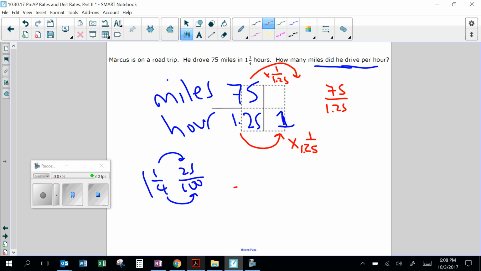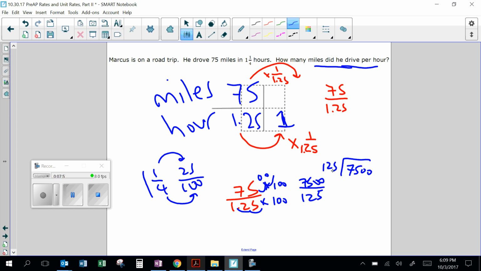It would be this. I don't know about you, but I do not like dividing by decimals. So what power of 10 should I multiply by to make this into a whole number? By 100. In other words, I'm moving the decimal 2 over, and I move this decimal 2 over. So it's 7,500 over 125. Let's divide this.